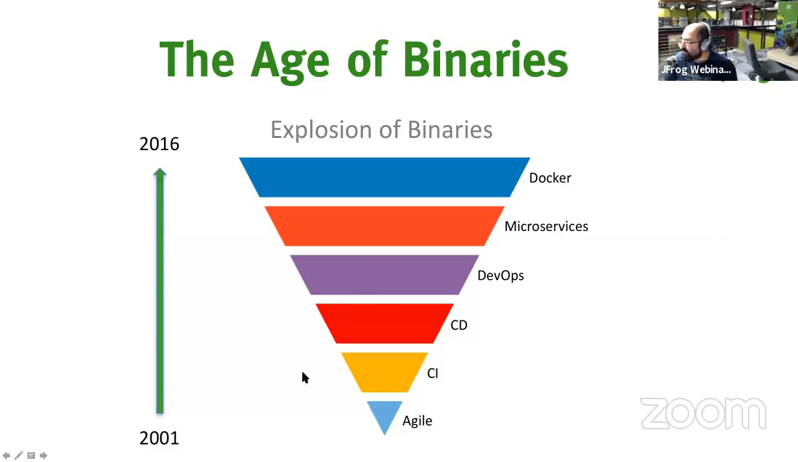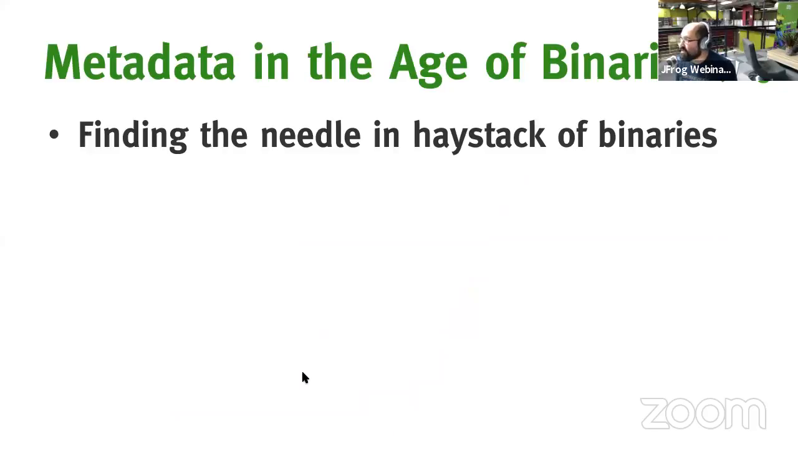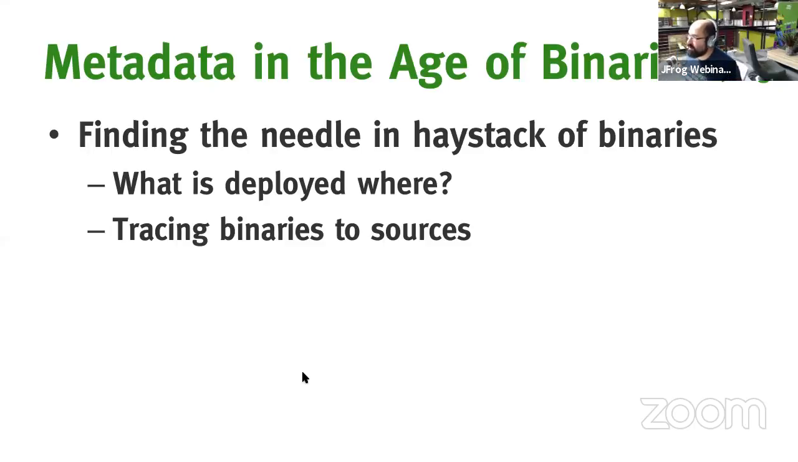What else do we have here? That brings the importance of metadata. And metadata is critical when you have such a huge selection of binaries to answer three basic questions. How do you find the needle in a haystack of binaries? What is deployed where? I have tons of binaries flying around, laying around in my repository, in my pipelines, in my environments. What is deployed where?